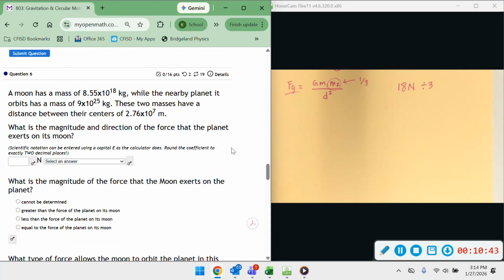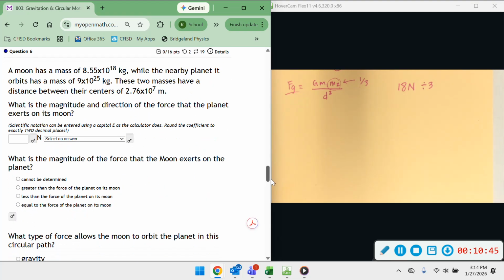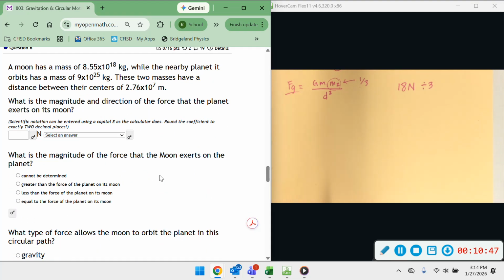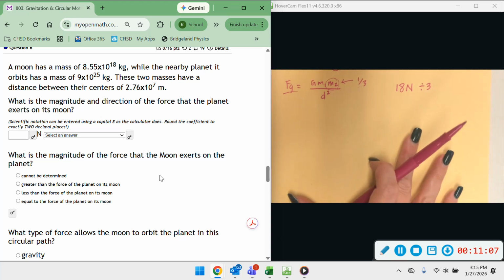Number 6. Number 6 says, a moon has a mass of 8.55 times 10 to the 18th kilograms, while the nearby planet it orbits has a mass of 9 times 10 to the 25th kilograms. These two masses have a distance between their centers of 2.76 times 10 to the 7th meters. What is the magnitude and direction of the force that the planet exerts on its moon?